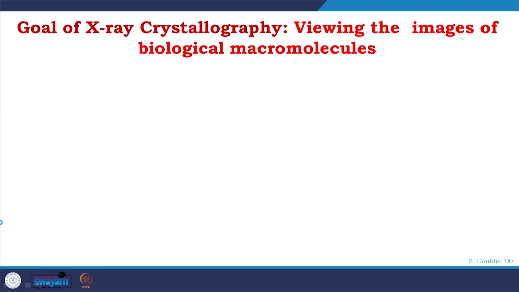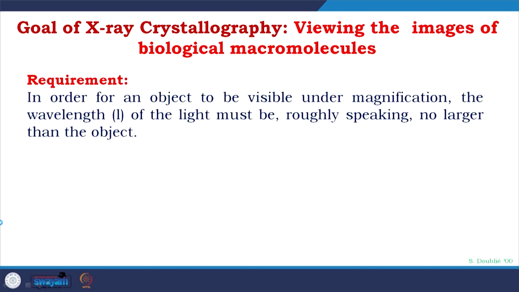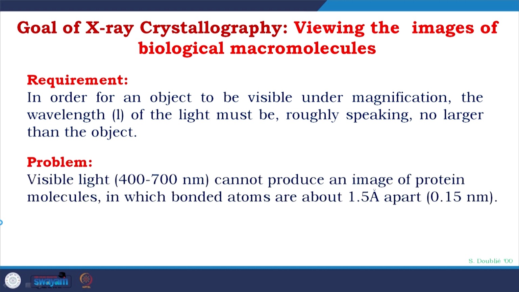The goal of X-ray crystallography is viewing the images of biological macromolecules. So, what is the requirement? In order for an object to be visible under magnification, the wavelength lambda of the light must be, roughly speaking, not larger than the object. Okay. So, what is the problem? The problem is visible light, which is 400 to 700 nanometer, cannot produce an image of a protein molecule whose bonded atoms are about 1.5 angstrom apart.